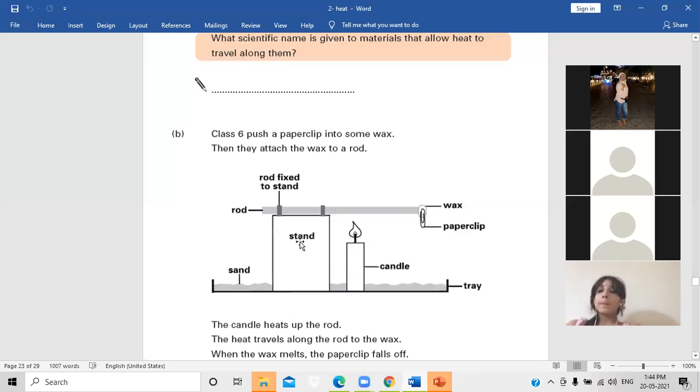Now, on this stand, they put a rod, and they changed it several times so that they can test several materials. For example, first they tried a rod of plastic, then they removed it and put a rod of metal, then they removed it and put a rod of rubber, and so on. At the end of this rod, they put a paper clip.